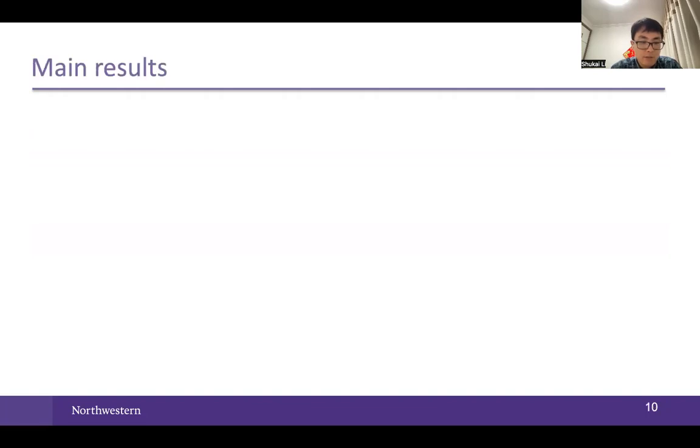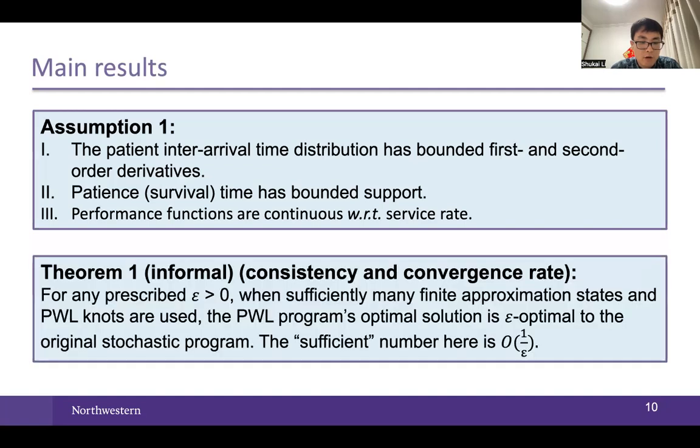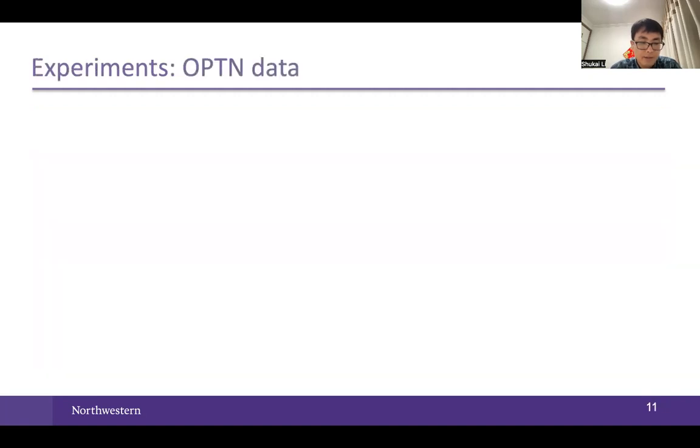And our approximate solutions have theoretical guarantees. Under mild assumptions, our approximate solution is near optimal. And as we increase the order of approximation, the optimality gap disappears. And we conduct numerical experiments to test our methods.